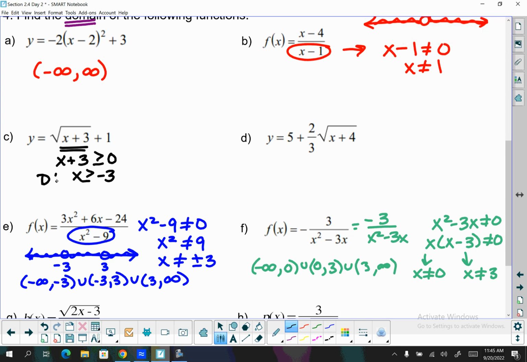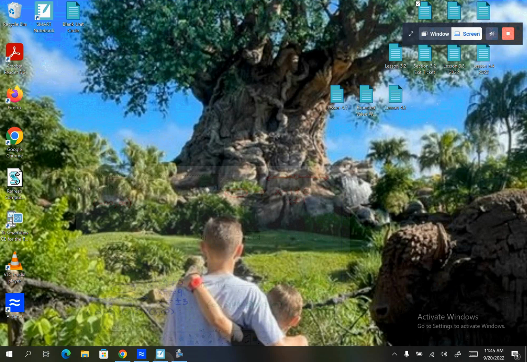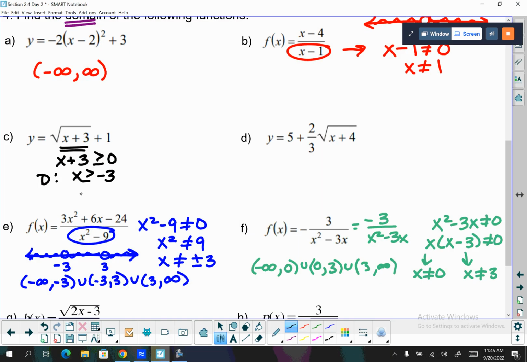So your domain, I need to put that in interval notation now, is negative 3 with a bracket now, because I am allowed to equal negative 3. Negative 3 plus 3 is 0. I'm allowed to take the square root of 0. And then it's everything above that, positive infinity.